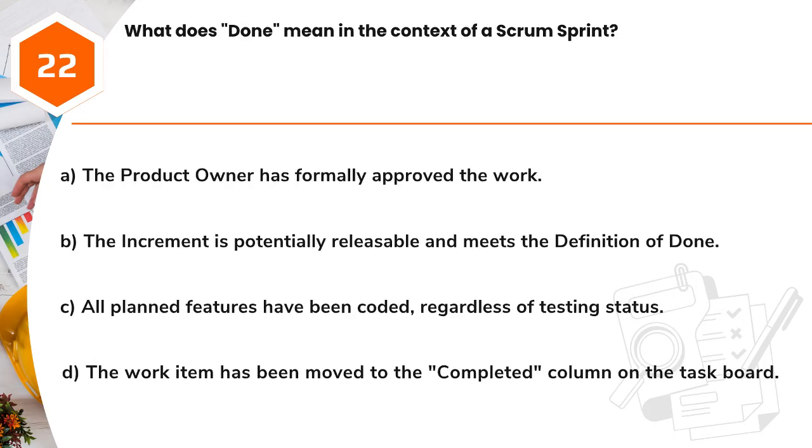Question 22. What does "done" mean in the context of a Scrum sprint? A. The product owner has formally approved the work. B. The increment is potentially releasable and meets the definition of done. C. All planned features have been coded, regardless of testing status. D. The work item has been moved to the completed column on the task board.